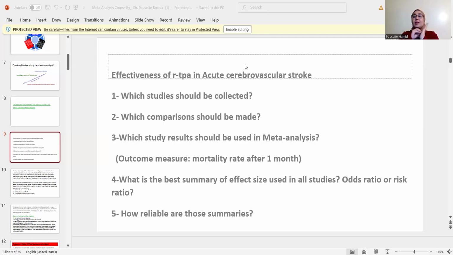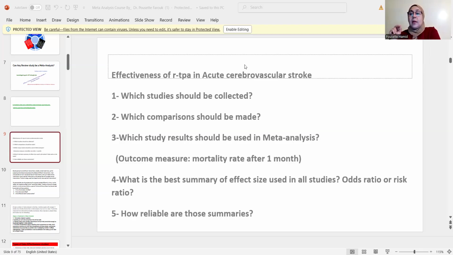I will look for mortality rate. And this mortality rate, if I put it in my inclusion criteria, I will compare mortality rate after 1 month. So all the collected studies should have this comparison and this outcome mentioned with quantitative numbers inside the article. If I'm collecting a very good article about RTPA and it is an RCT, but it's not measuring mortality rate after 1 month, so I cannot include it.